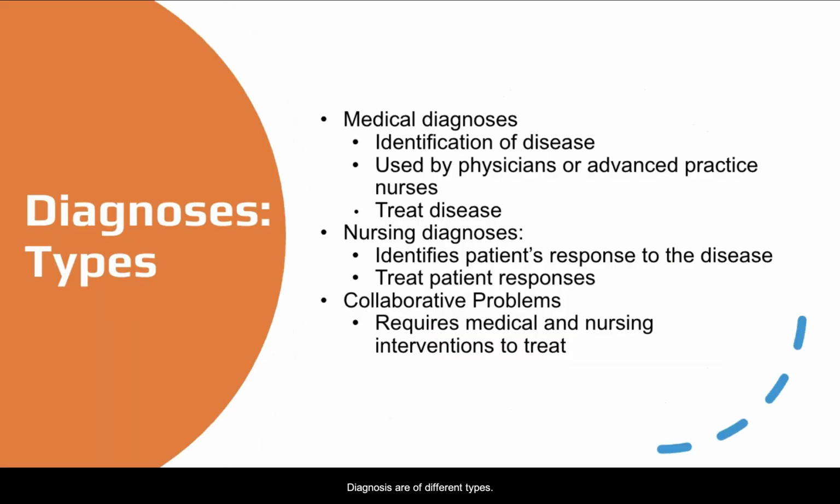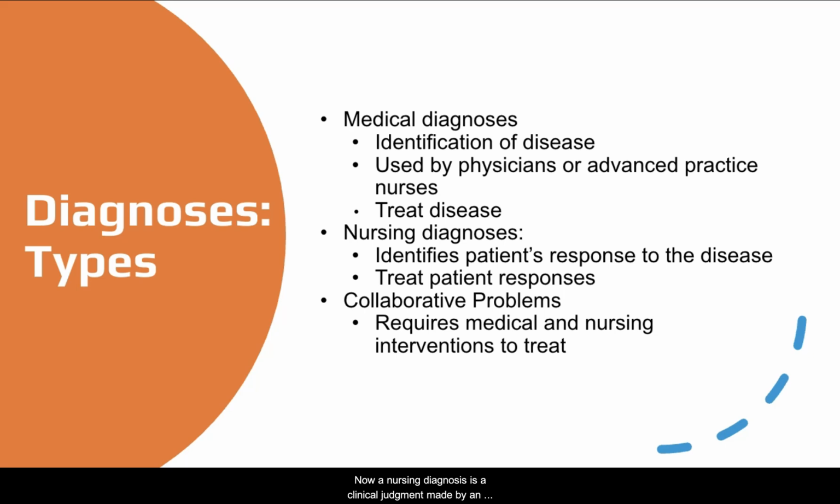Diagnoses are of different types. You have medical diagnosis, which only a physician or advanced practice nurse, like a nurse practitioner, can do. Now, this medical diagnosis identifies a disease. So the doctor will order tests or diagnostics like an X-ray or assess physical signs and symptoms. For example, they'll diagnose a patient with pneumonia, right? This is something a nurse cannot do. It has to be a physician.